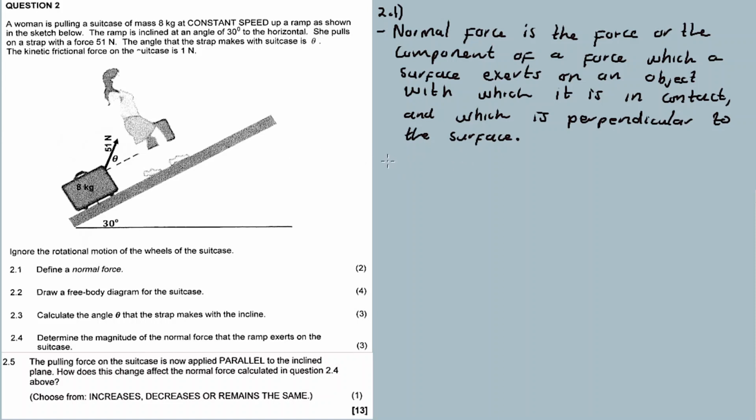Now 2.2, draw a free body diagram. You always check your marks for this question. This is the free body diagram. You always do this. Always check your marks. If it's 3 marks, you must have 3 components. If it's 4 marks, you must have 4.